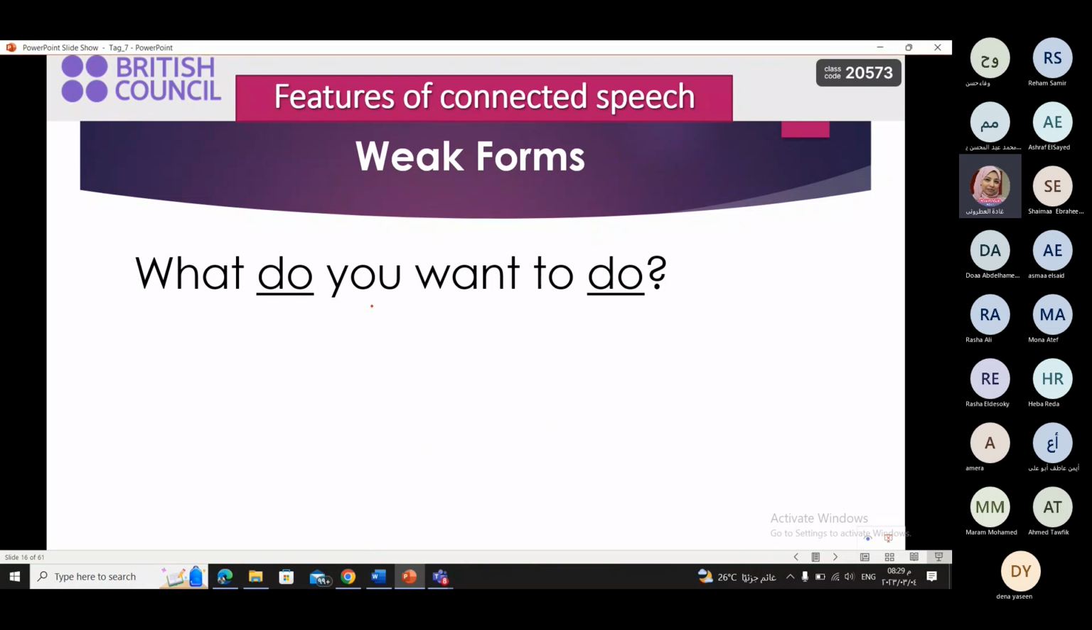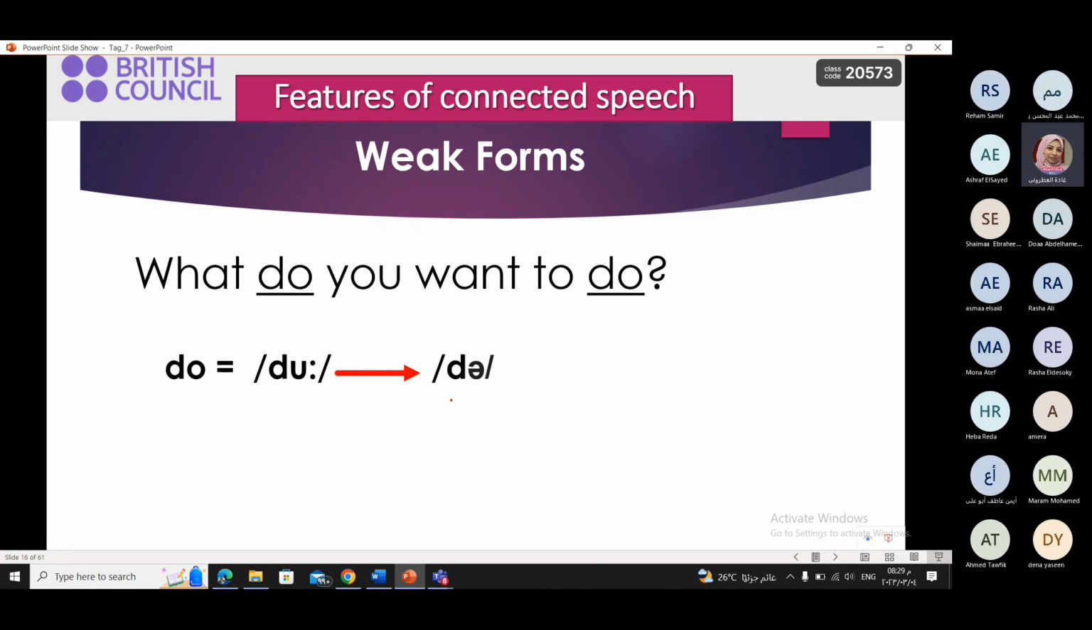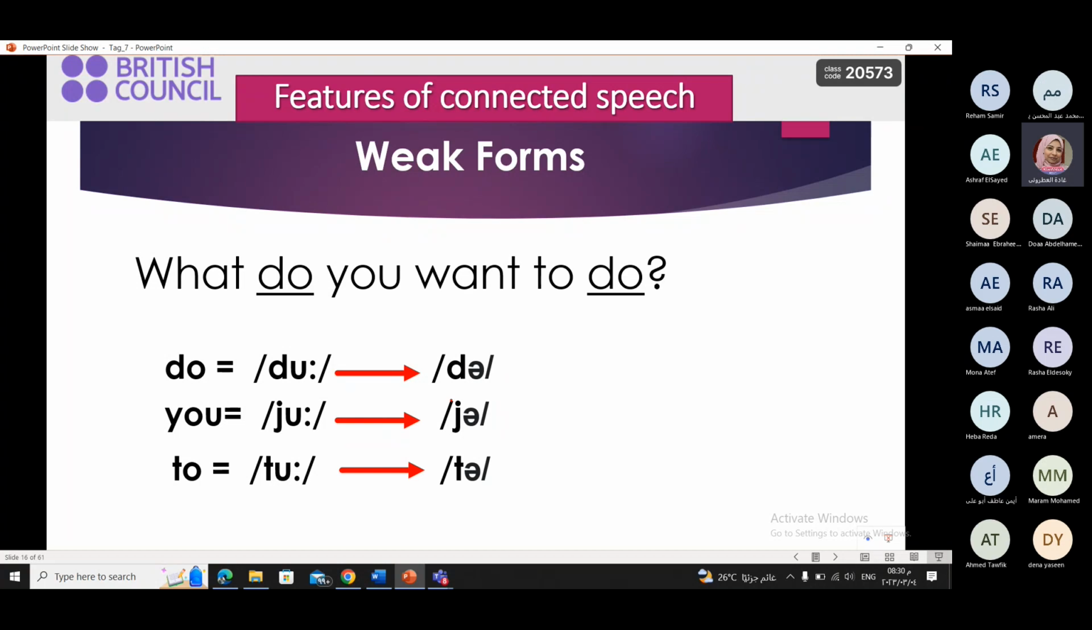what do you want to do? So do, this is the transcription of the word do, but if it is in the weak form, it will be d. What do you want to do? And you, if it is strong form, it will be pronounced like this, you. But if it is reduced or said in the weak form, it will be y. And to, if it is pronounced like this, it will be to, but if it is weakened, it will be t. So what do you want to do?